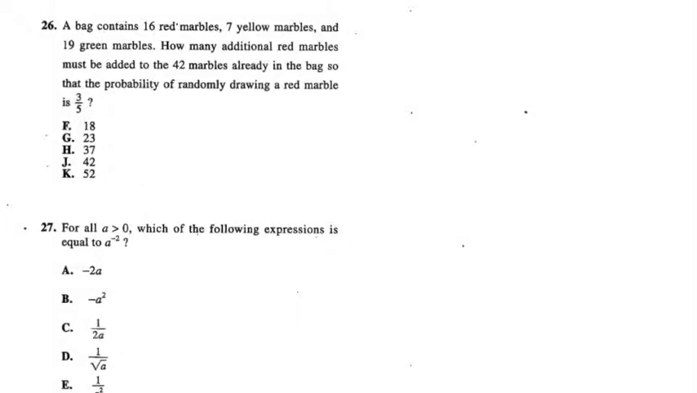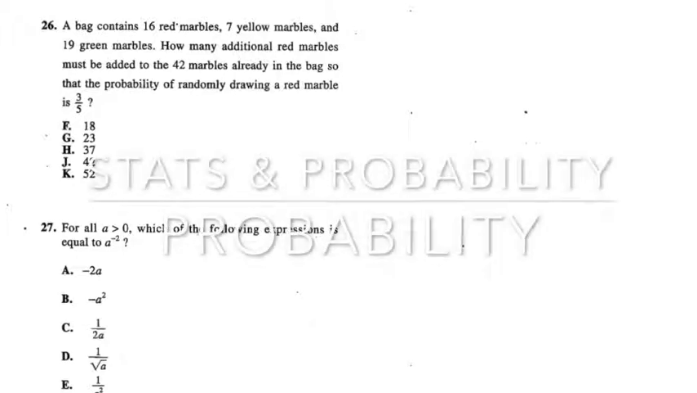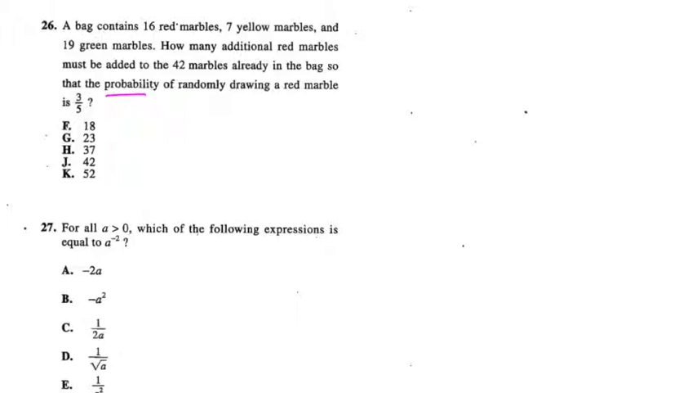Number 26 is statistics and probability. This is a probability question. A bag contains 16 red marbles, 7 yellow marbles, and 19 green marbles. How many additional red marbles must be added to the 42 marbles already in the bag? So they've done the addition for us. There are 42 marbles. How many additional red?